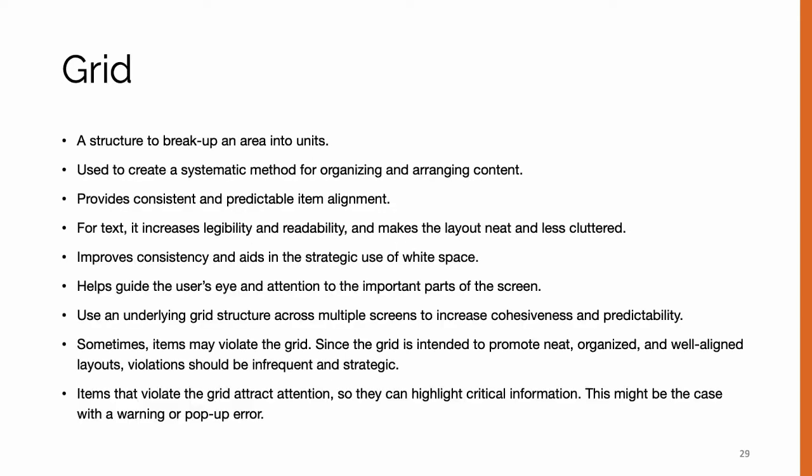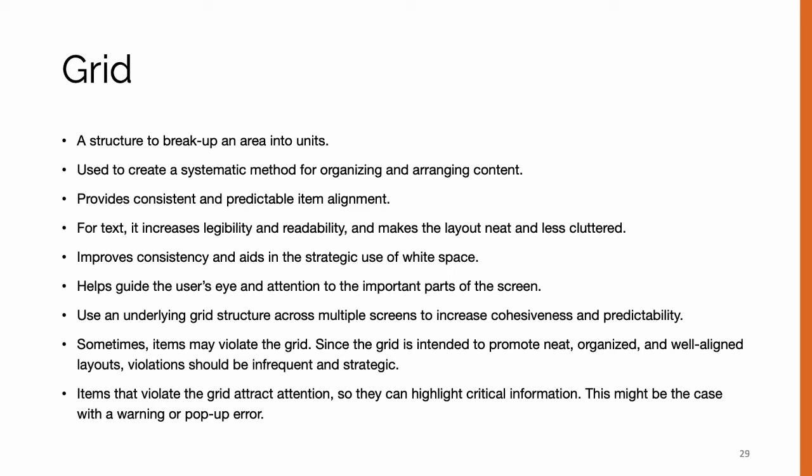One of the tools that people use in order to make well-organized information architecture in screens is to provide a grid. A grid breaks up an area into units and makes things much more consistent and better arranged. It increases legibility and readability, it improves consistency, and it helps guide people to understand what they should be paying attention to. And if the same grid is used across multiple screens, that increases the predictability. People know where to look.